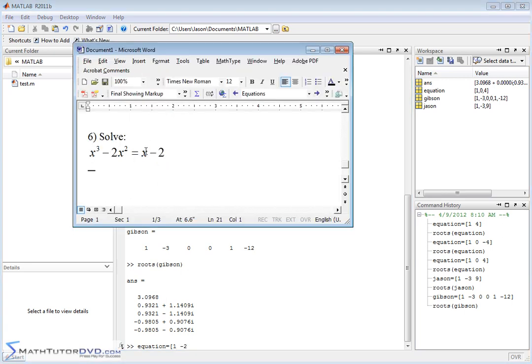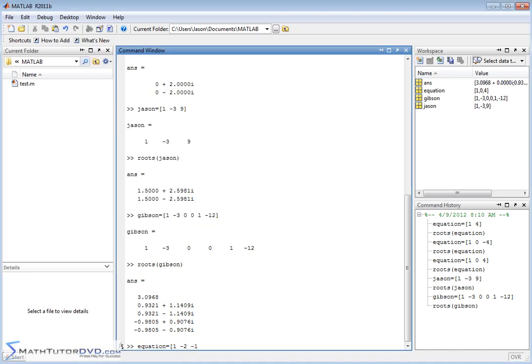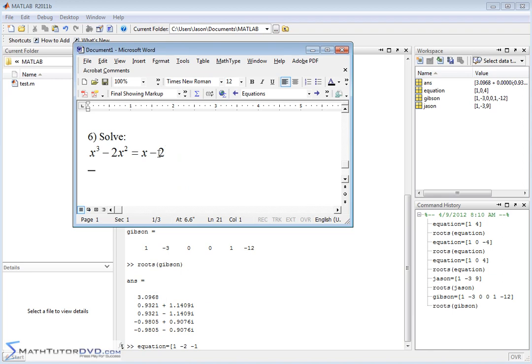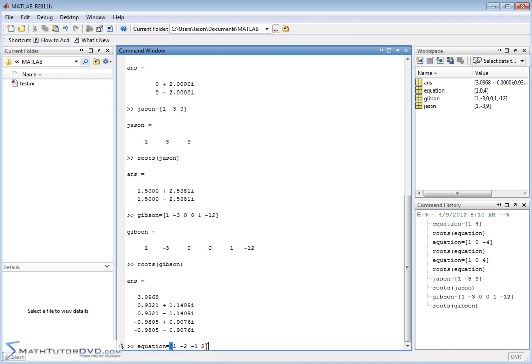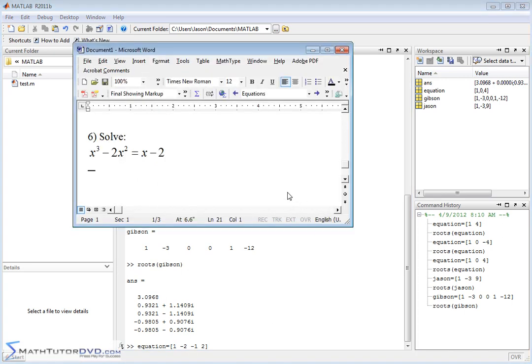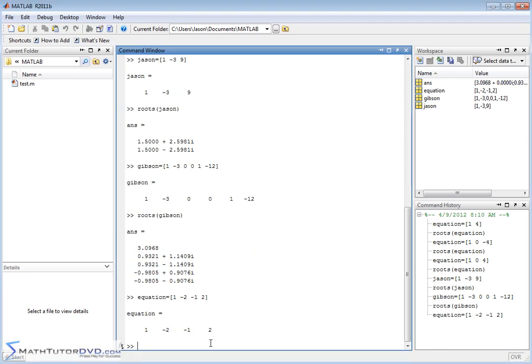And then when we move the x over here, it's going to be negative 1x, so I'll have a negative 1x. And then when I move the negative 2 over, that's going to become a positive 2. So that's going to be a positive 2. And this is how I set up my coefficient matrix for this problem. I'm just trying to let you know that it doesn't have to be equal to 0. You just take what's on one side, you move it over, and then you have the coefficients set up appropriately, and then you just go ahead and solve the problem.